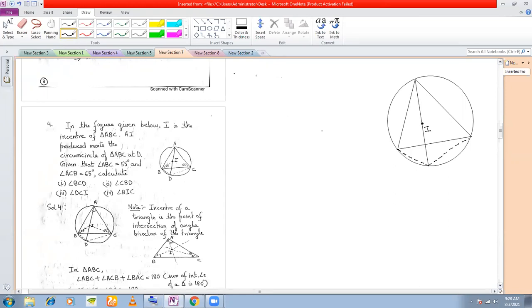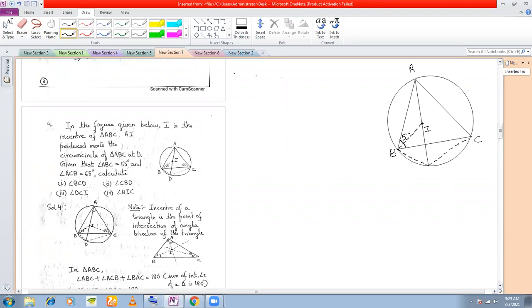I is the in-center. Now remember, in-center does not mean the center of the circle. In this problem, while answering the questions, you will get confused. You will think that I is the center of the circle. I is not the center of the circle. I'm repeating, I is not the center of the circle. Just keep that in mind throughout the question.